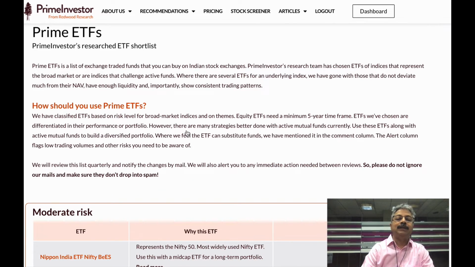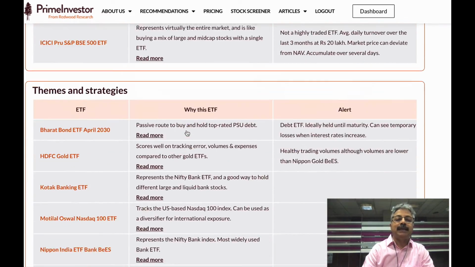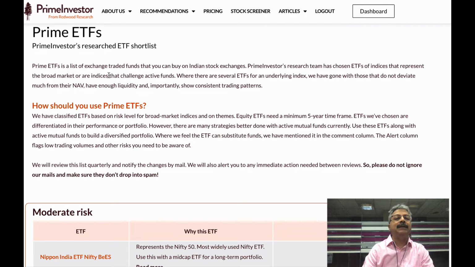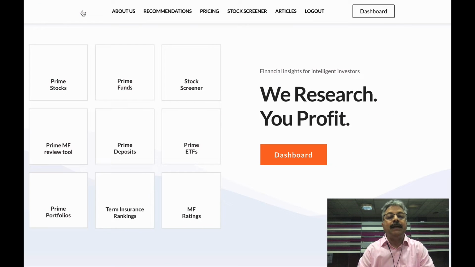Very similar to Prime mutual funds, we have moderate risk ETFs and we have high risk ETFs, and then ETFs across different themes and strategies as well. So there are about 70 ETFs in the country, and we shortlisted down to about 10 or 12 ETFs that you can use for your particular investment, especially for large cap investing. If you want to invest in the Nifty ETF, right, which is the best Nifty ETF to go to, you can find out by coming to Prime ETFs. We will always tell you the best product in a class of investment products that you can choose and be profitable with your investments. So this is Prime ETFs, right?